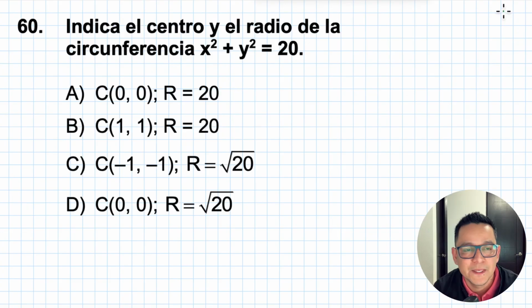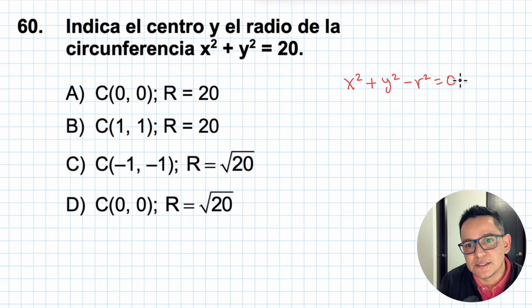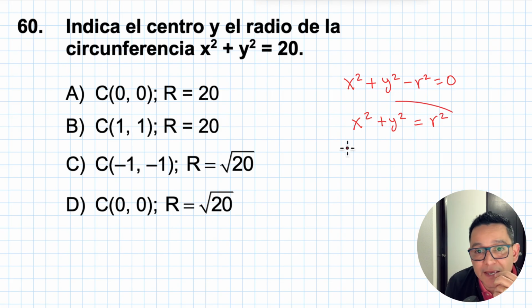Exercise 60. Indicate the center and the radius of the circle x squared plus y squared equals 20. Like I was saying, this one here, well, again, let's remember it. Isn't it x squared plus y squared minus r squared equals 0? We can see it that way, but we can also move the r squared to the other side, right? X squared plus y squared equals r squared. This right here is the equation of a circle with its center at the origin. So, just by seeing that way, I already know that the center has to be at the origin. That is, at 0, 0.